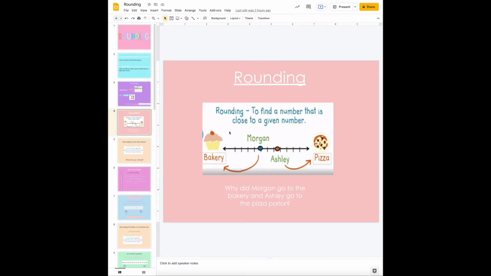Before we do that though, we're going to look at this picture. This is kind of like our what do you notice, what do you wonder that we do in class. First we're going to start with rounding. We have no sense of rounding. We haven't talked about rounding at all. But the first thing we're going to look at is this awesome number line. As you can see, there are no numbers on here, but instead there's names. We have Morgan and we have Ashley, and they're both pointing to different things.